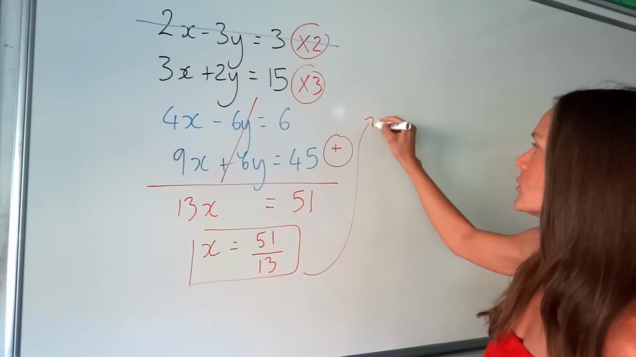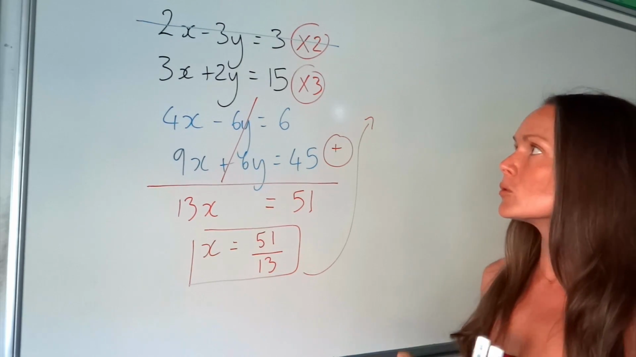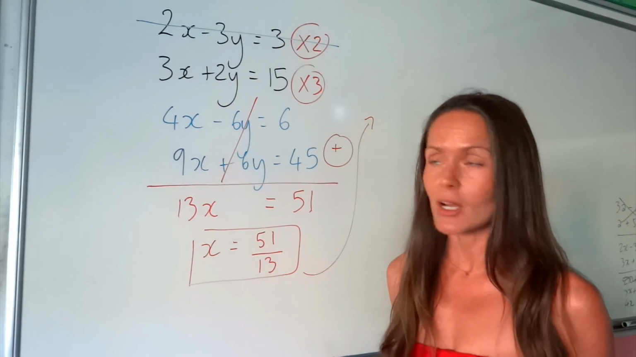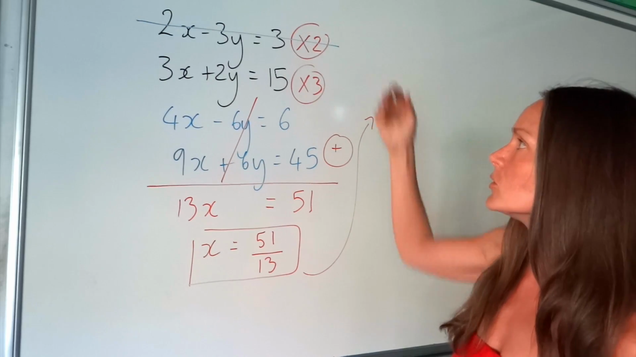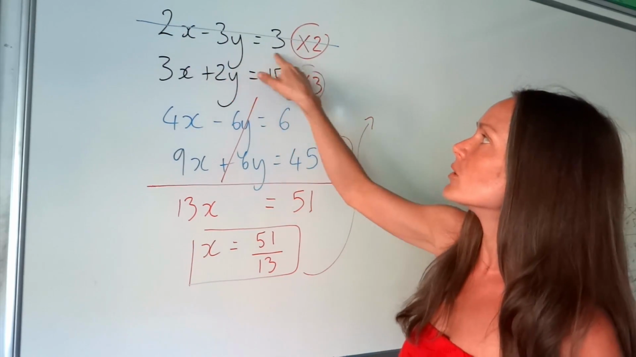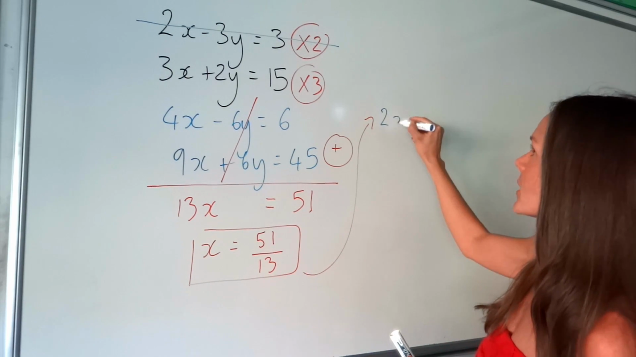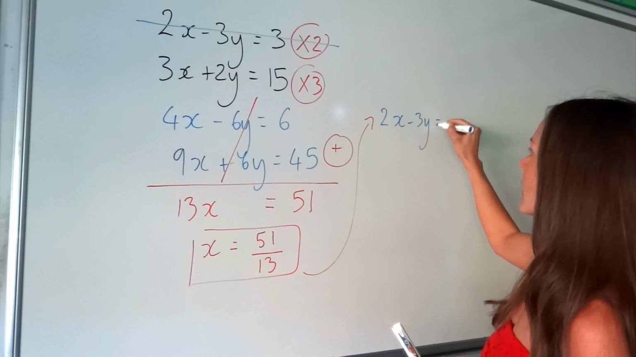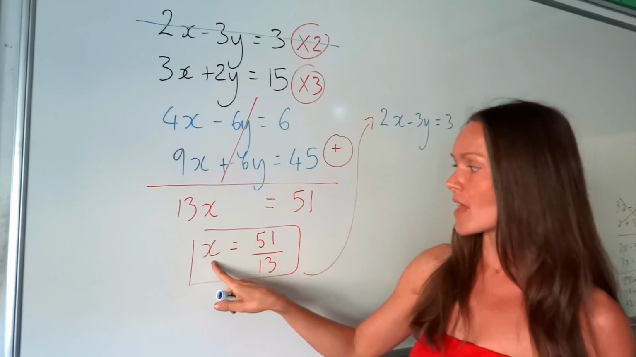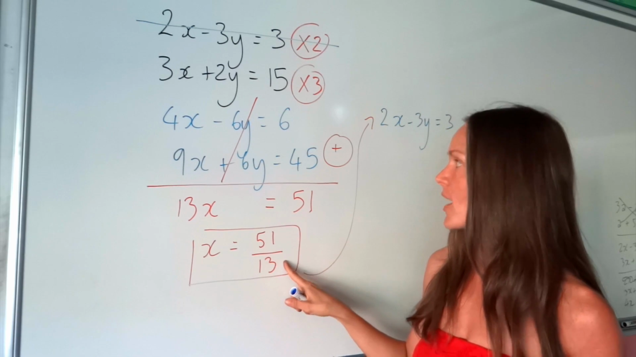Now, we need to find the value of y. So remember, you need to write out one of the original equations again. It doesn't matter which one you choose. Let's choose the top one, just because these are smaller numbers, it looks a little bit easier. So I'm going to write out that equation again. But I need to replace the x value with this fraction, okay? Because that is the value of x.